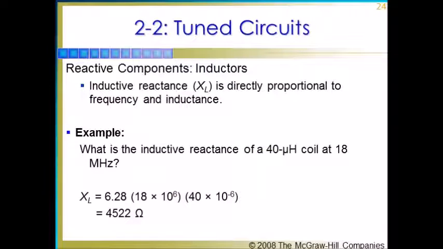Inductors. The inductive reactance, denoted by X sub L, is directly proportional to the frequency and inductance. Here's an example. What is the inductive reactance of a 40 microhenry coil at 18 megahertz? From the formula of X sub L, which is equivalent to 2 pi f L, by substituting the given values 40 microhenry and 18 megahertz, there is the equivalent of 4522 ohms.